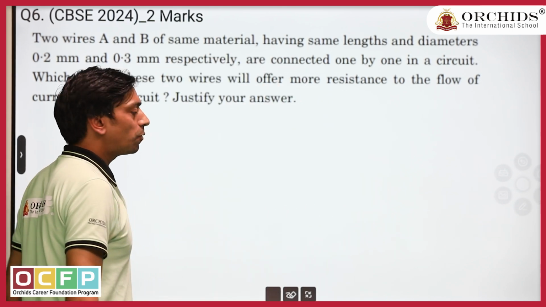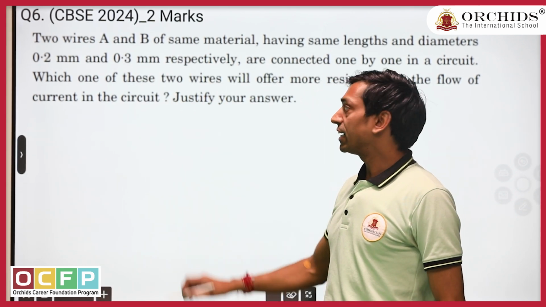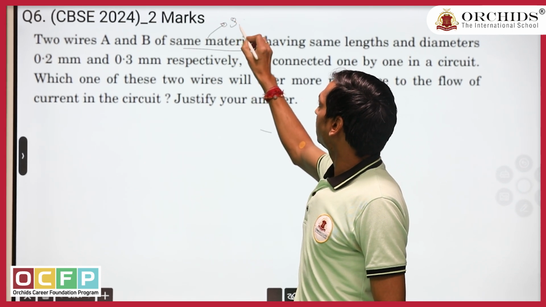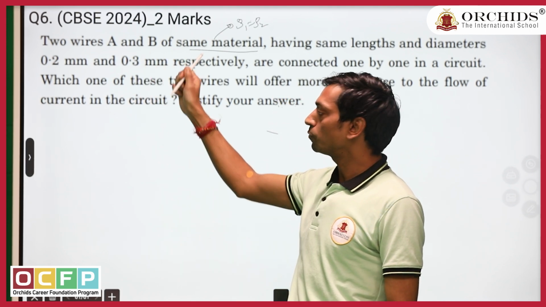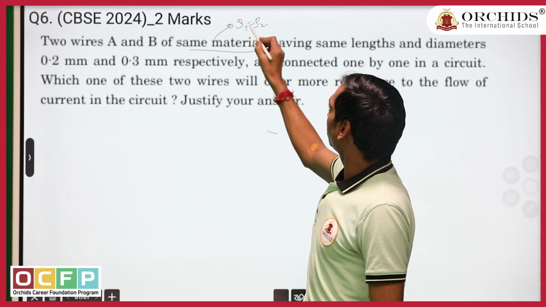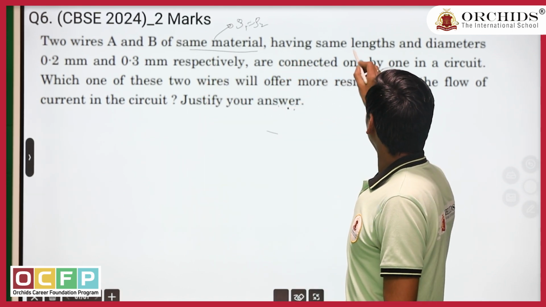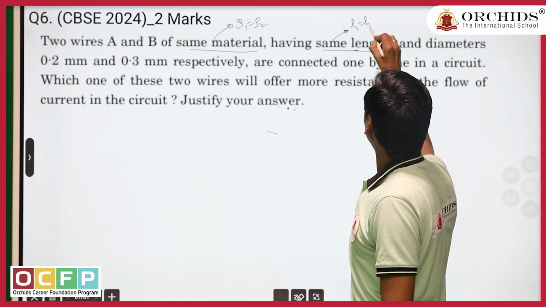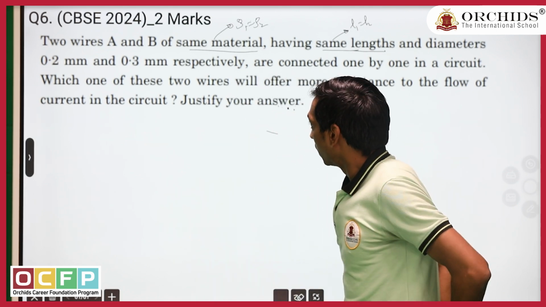Question says that 2 wires A and B of same material. Material is same, what it indicates means the resistivity of one material is equal to the resistivity of the second wire. Means we are having 2 wires A and B, so the resistivity of A is equal to the resistivity of B. Second thing, having same length. Another information: L1 is equal to L2. I am assuming 1 and 2 for A and B. You can use A and B also, right?